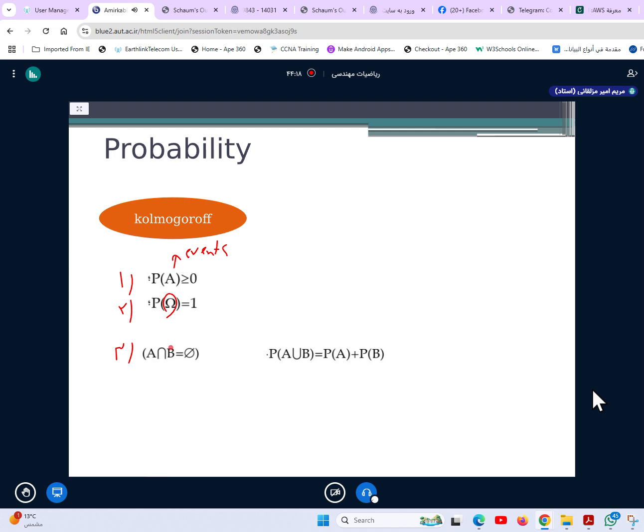If we have two events such as A and B that are disjoint events. What's the meaning of disjoint events? It means that their intersection is empty. If A and B are disjoint, then the probability of the union of A and B is equal to the probability of A plus the probability of B. These three conditions are called Kolmogorov conditions. The probabilities assigned to the outcomes of a random experiment should satisfy these three conditions.